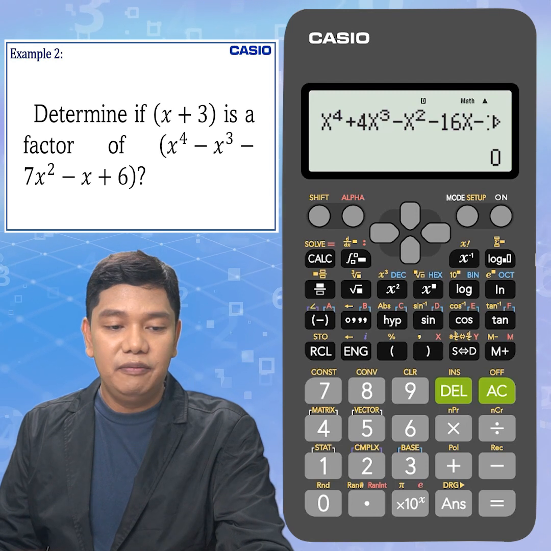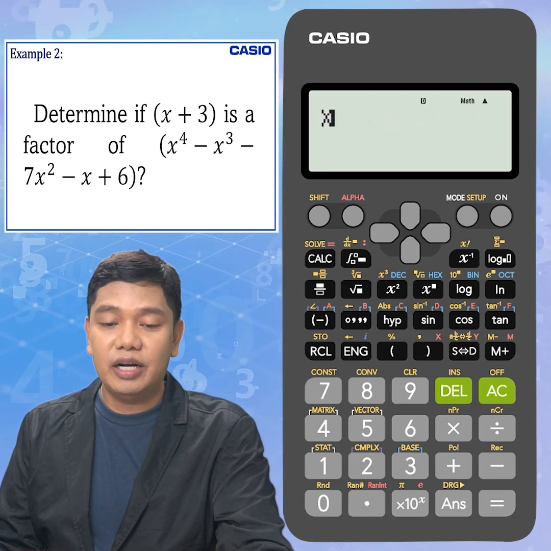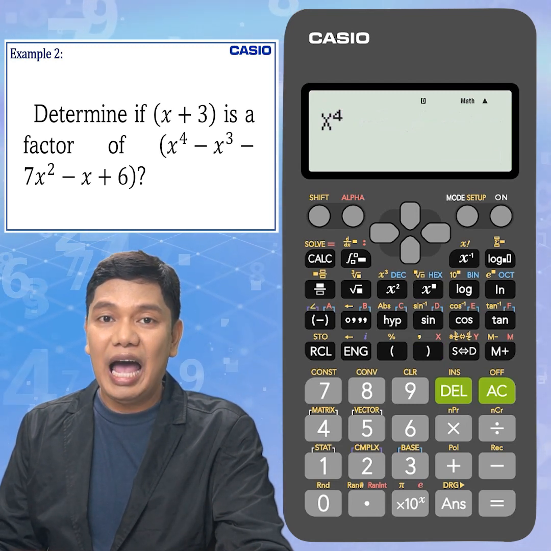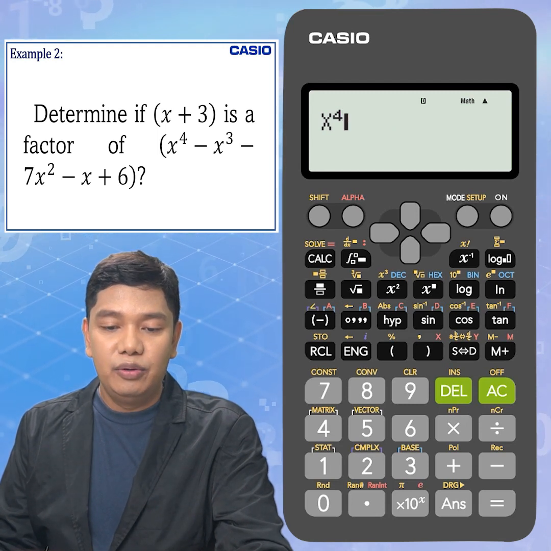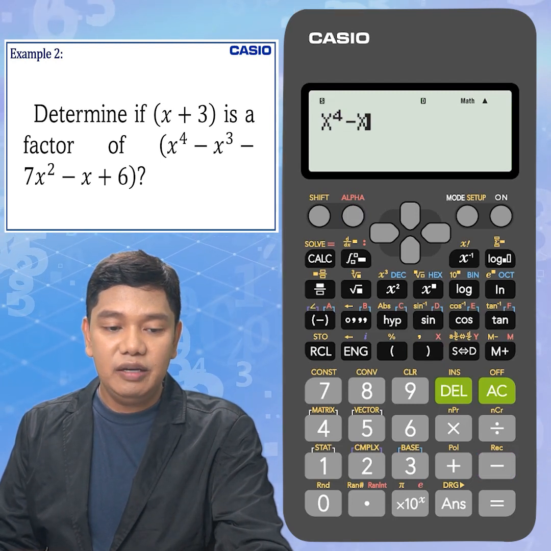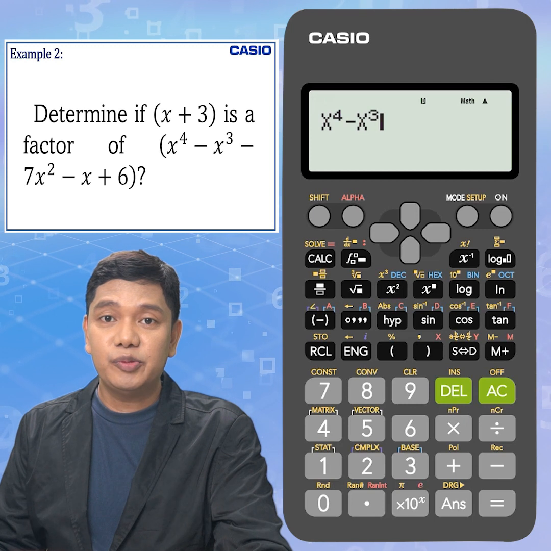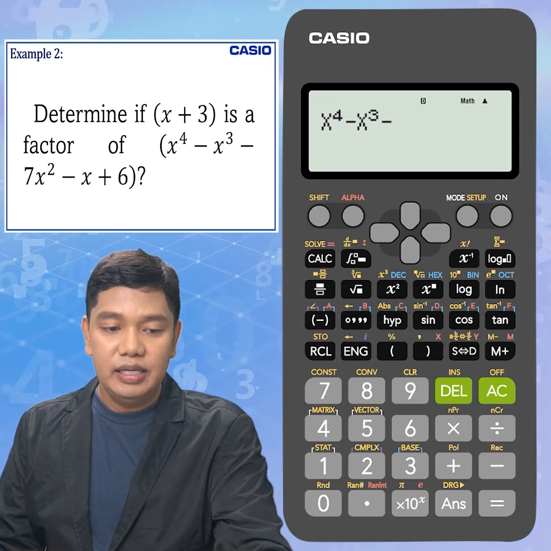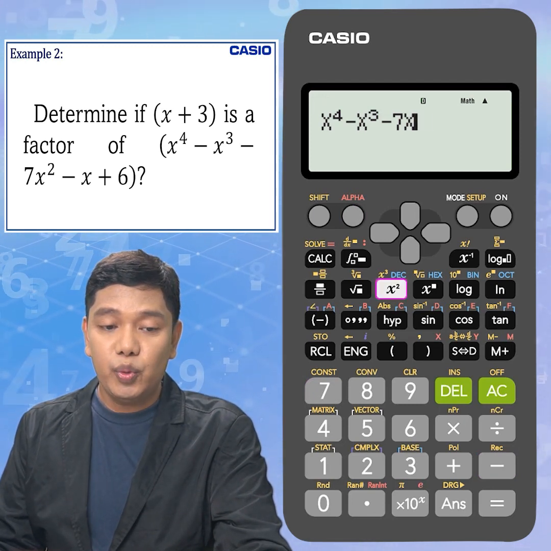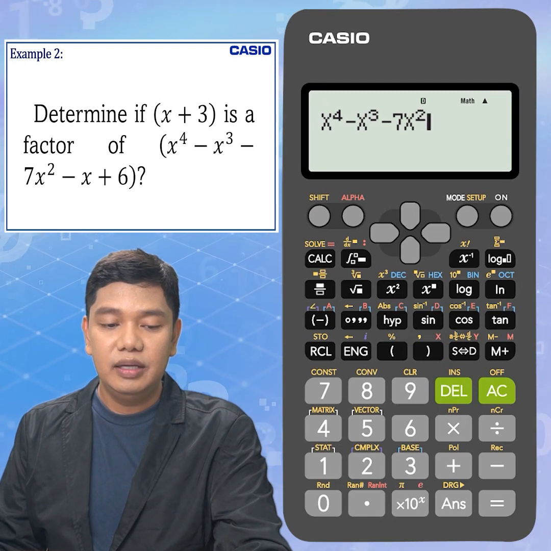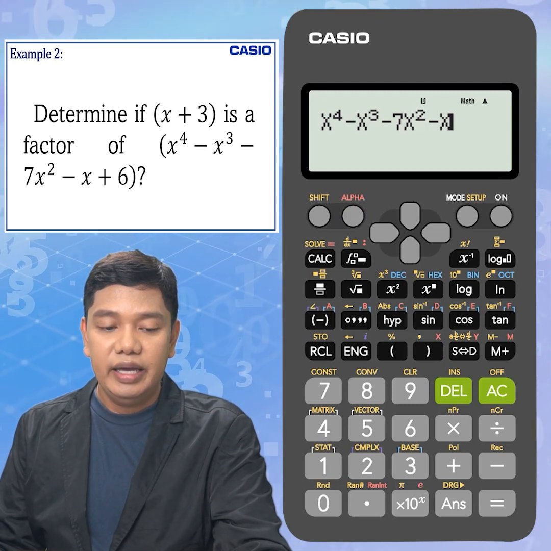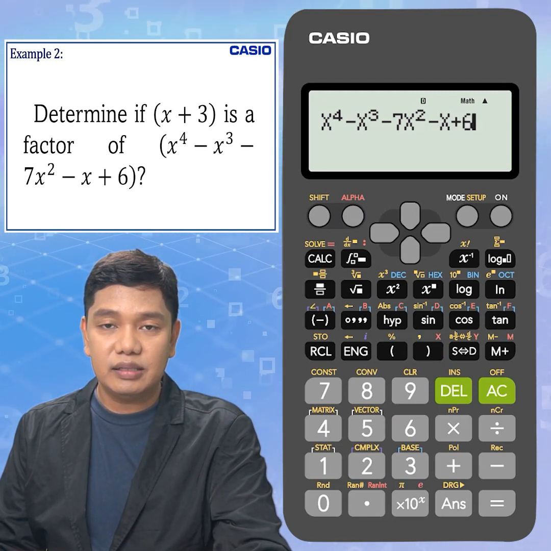Press the following buttons: alpha, close parenthesis to have the variable x, followed immediately by the exponent button, and then 4 to have the exponent of 4, arrow right, minus, alpha, close parenthesis, and then shift, and then square button to have the exponent of 3, minus 7 alpha, close parenthesis, followed immediately by the square button to have 7x squared, and then minus alpha, close parenthesis to have the x, and the last term, which is plus 6.